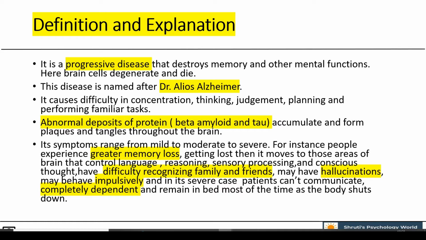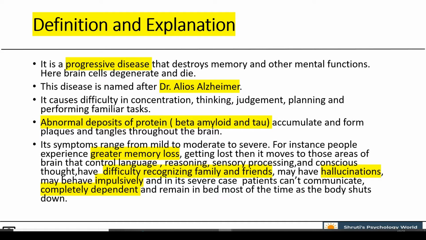Now, what are these plaques and tangles? Plaques are present between the nerve cells. Please pay attention. They are present between the nerve cells. They are clumps of beta amyloid. Beta amyloid is a piece of protein. So when these beta amyloid proteins clump together, they form plaques that can disrupt communication between nerve cells and cause brain inflammation.